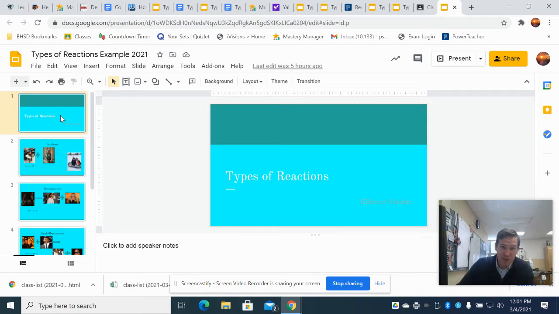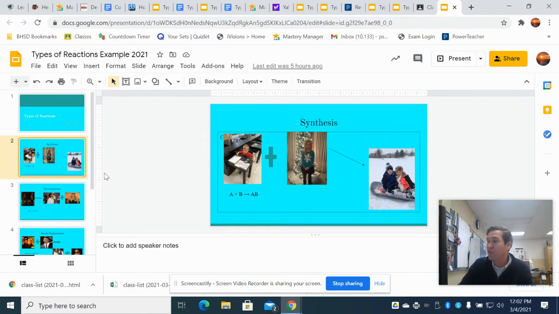And the first thing you need to start with is a title page. So types of reactions, then you have your name on here someplace. And then the next 5 slides, each slide is for one of the 5 types of reactions. So for the first slide here, we're going to do synthesis. And like the presentation that I did in class, the lecture, the pear deck that you guys saw, you've got to put people in there to represent the substances.